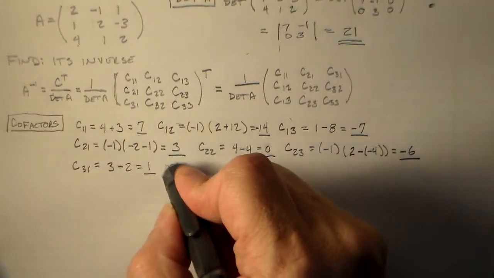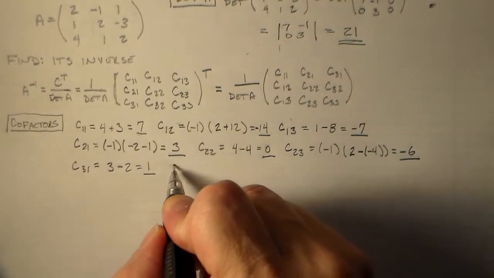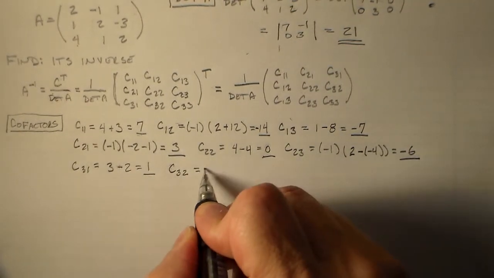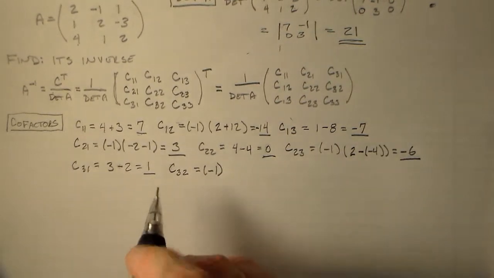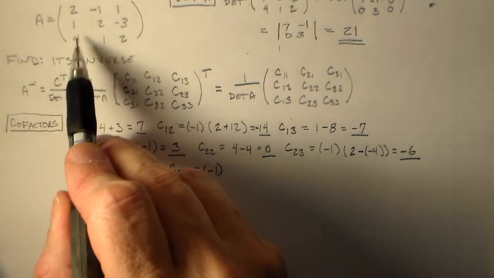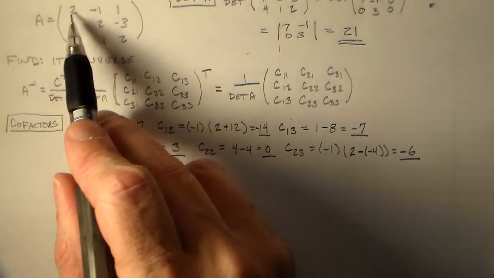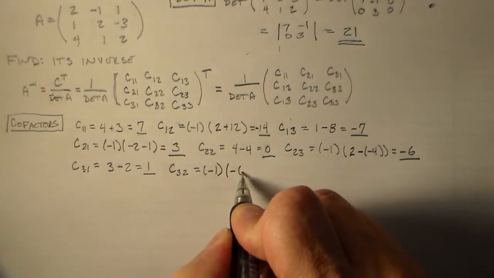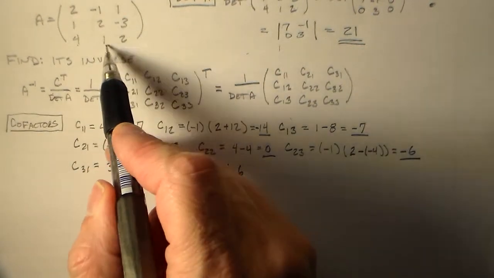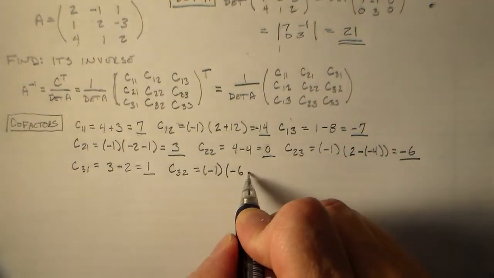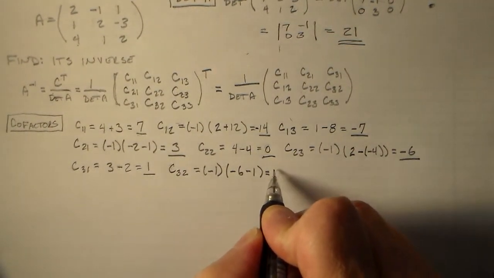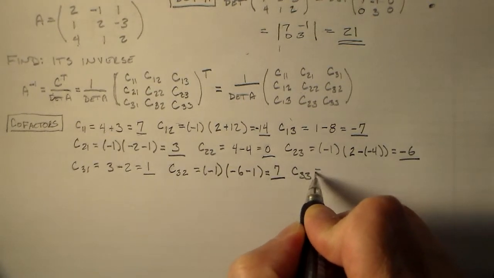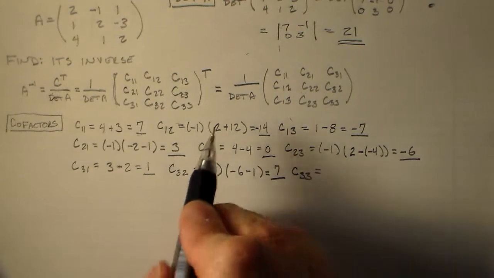Okay, and then we have C32. And C32 is in the minus 1 territory, right? And 1, 2, 3. So we have 2 times minus 3, which is minus 6. And we have 1 times 1, and we subtract 1 from that, which is equal to minus 7 times minus 1, which is 7. We cruise. Don't you enjoy cruising?